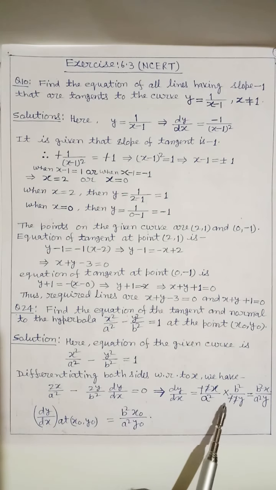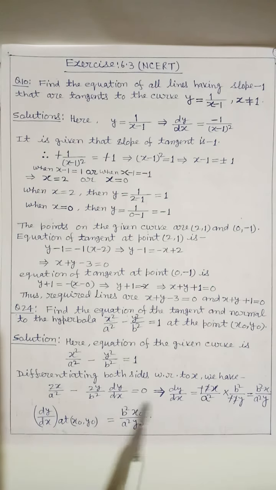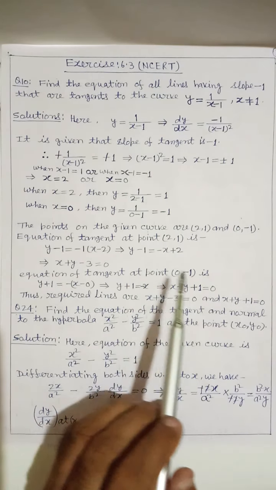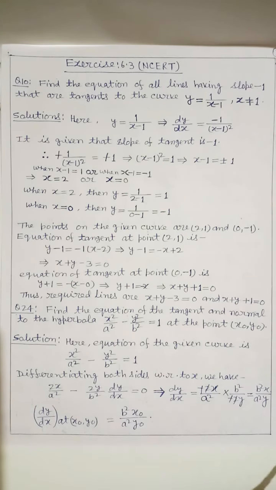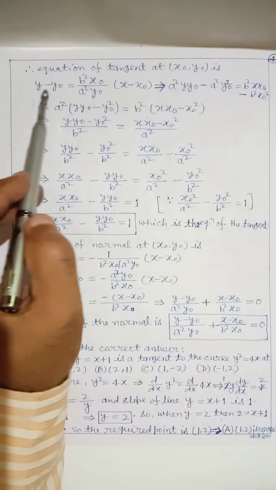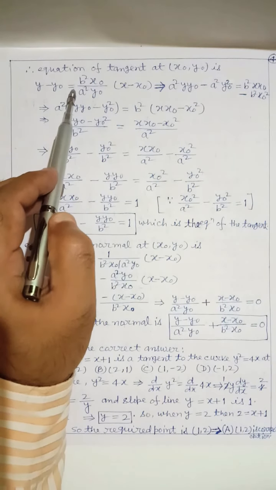Here we find dy by dx at (x0, y0), the point already given in the question, and this is equal to b square x0 by a square y0. So the equation of tangent at (x0, y0) is y minus y0 equal to b square x0 by a square y0 into (x minus x0), using the formula of the equation of tangent.